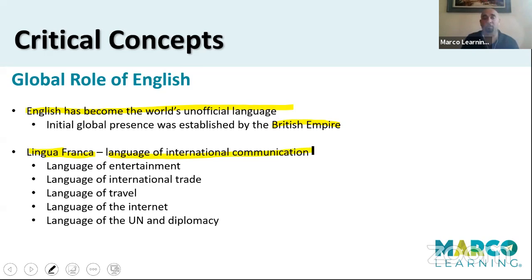And what are the things that have made it the language of international communication? First off, it's the language of entertainment. I already emphasized the music aspect of it, English music being played all over the world. But also think about television. I have visited other parts of the world and I'm watching in my hotel at night, I'm watching a rerun of Friends and it's in English with the local subtitles. That is exposure. Think about these movies that are popular all over the world.